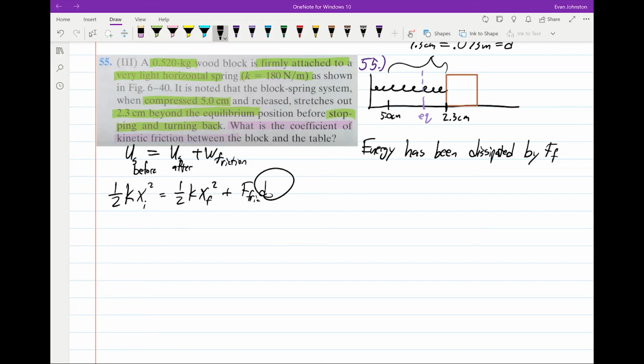We know D already. That's kind of convenient. We know the x initial, we know the x final. So really, all we need to do is find out what this frictional force is, because we know k, we know x, we know D. Really, I'm just trying to find out what is the coefficient of friction. So I need to find something that's embedded in this frictional force.